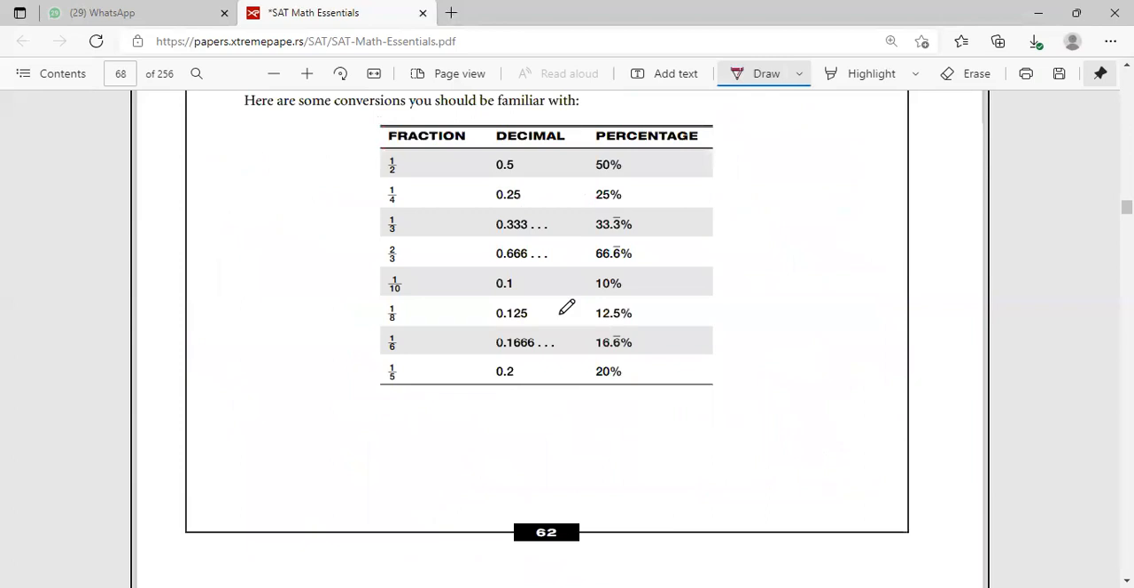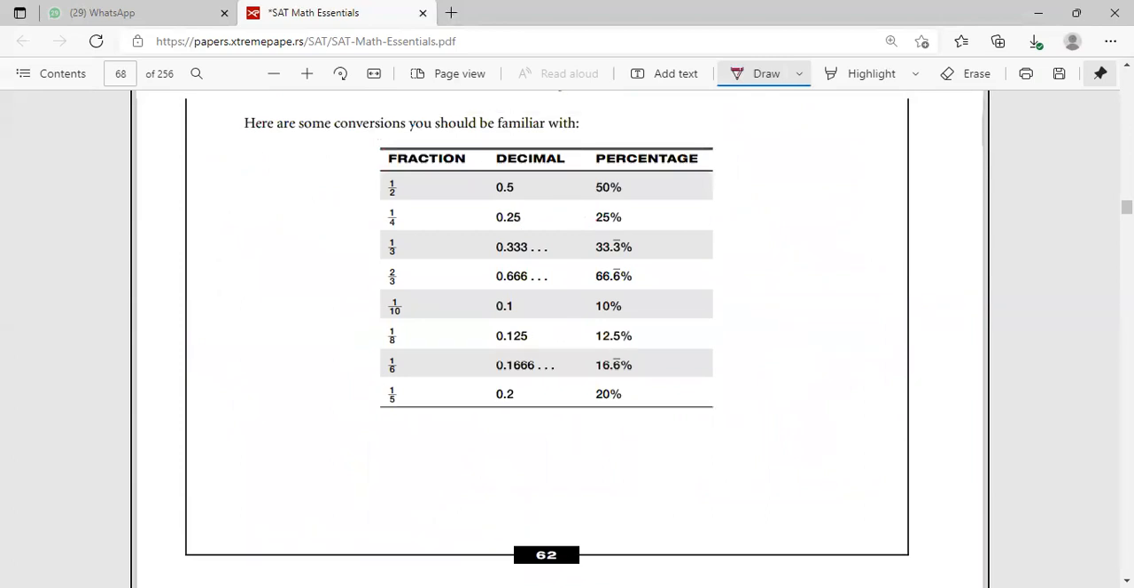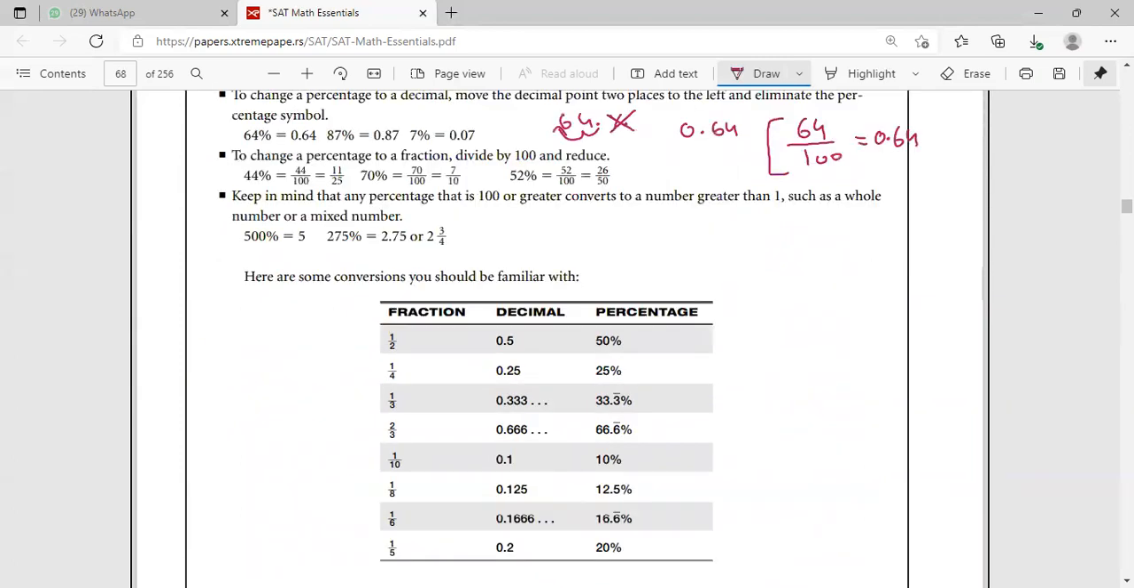Sorry. Right. To change. Okay, let's just do it. Okay. Just give me a second. My writing tablet is not working.